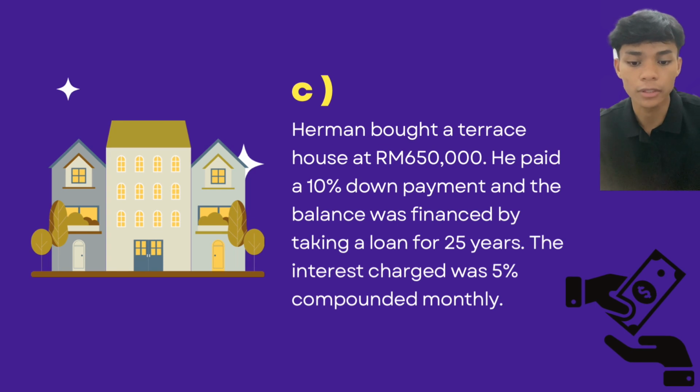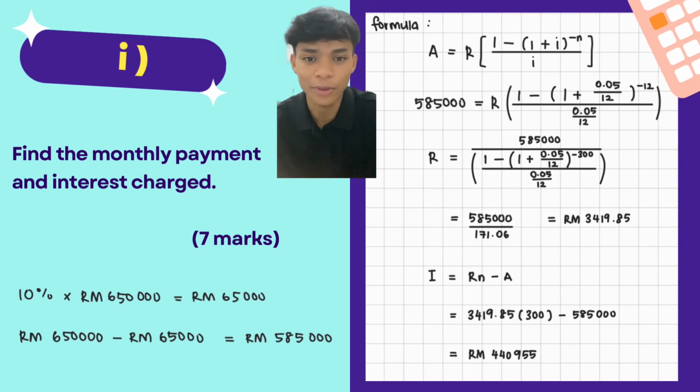Okay, for the question C, the situation is Herman bought a terrace house at 650,000 ringgit, and he paid a 10% down payment, and the balance was financed by taking a loan for 25 years. The interest charge was 5% compounded monthly. Okay, for the question C1, the problem is we need to calculate the monthly payment and the total interest charge for this loan.